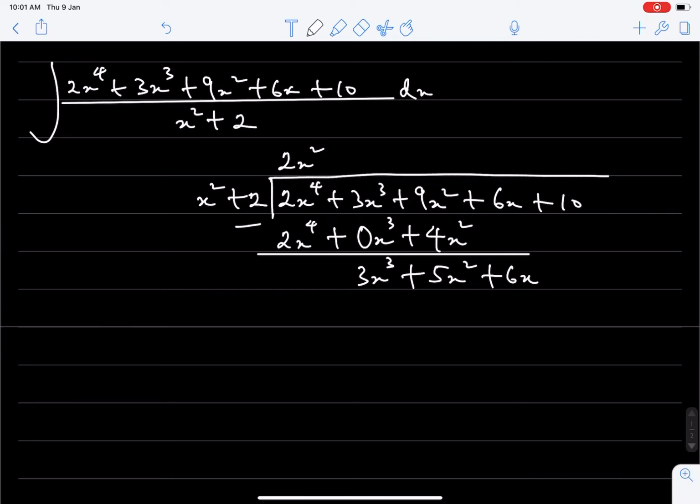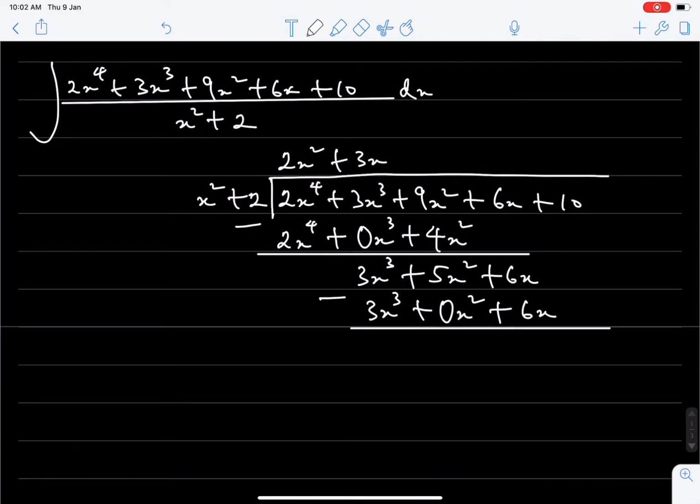So we go 3x cubed divided by x squared, that's 3x, and then we multiply to have 3x cubed plus 6x. I need to erase that, sorry. Okay, we have 3x cubed plus 6x. As usual, there's no x squared term here, so I'm going to put 0x squared just for the sake of clarity in terms of the arrangement. So I'm going to write 3x cubed plus 0x squared plus 6x.